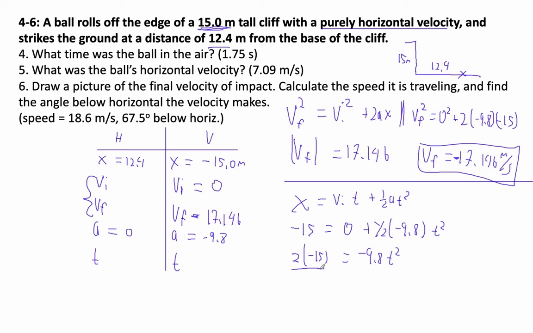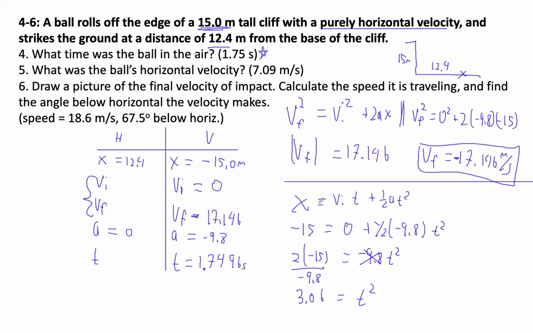Okay, the next step is to divide by negative 9.8. That gets rid of that, right? So 2 times negative 15 divided by negative 9.8 is equal to 3.06. And then that equals t squared, right? So I'm going to square root both sides, right? And I get 1.7496. Right, so we've got the time.